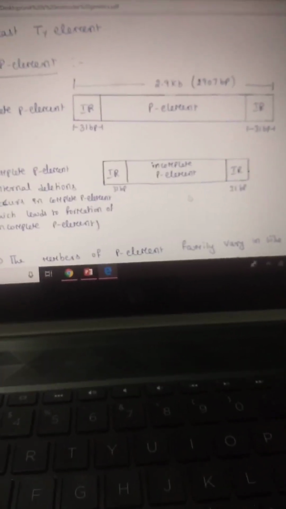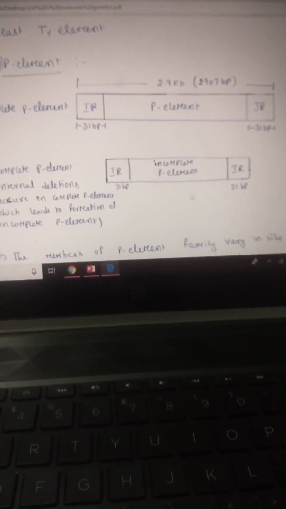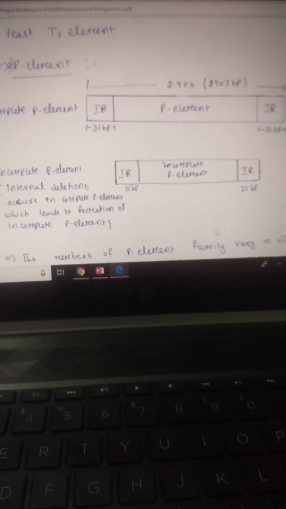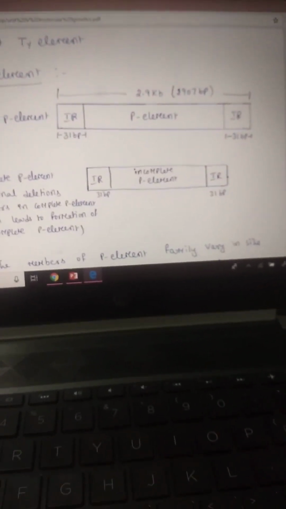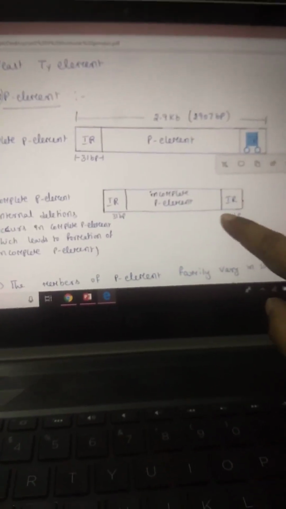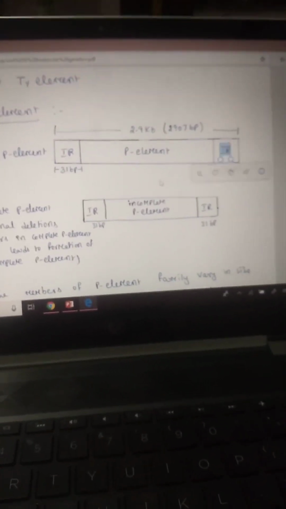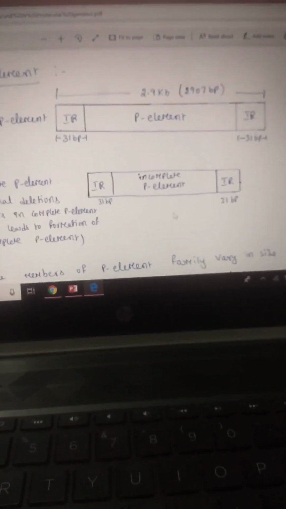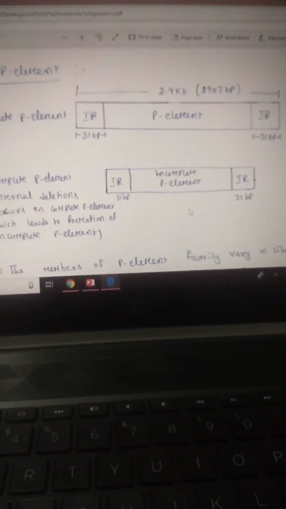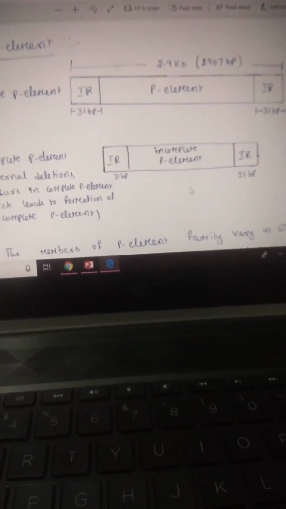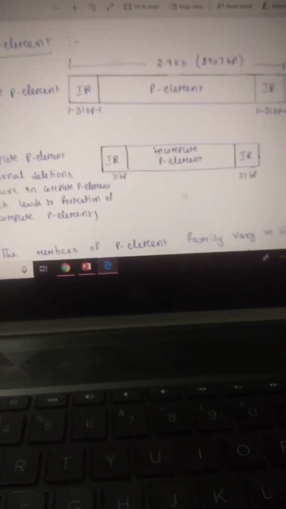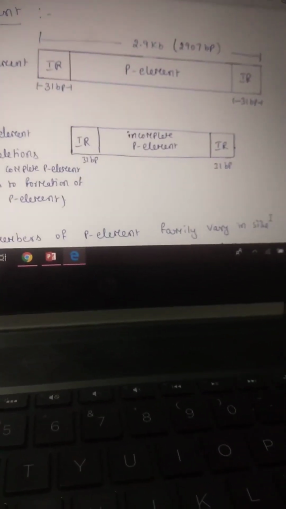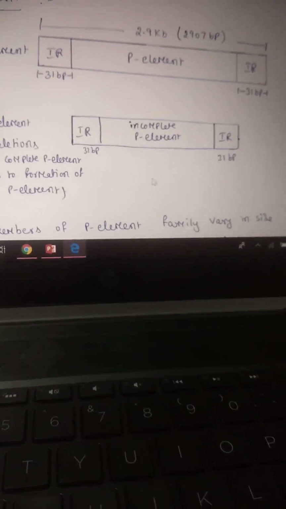But the complete P element provides the transposase enzyme which is required for the transposition of the incomplete P element. So in the presence of the complete P element, the incomplete P element can move from one place to another. This is the structure of the complete P element and the incomplete P element.